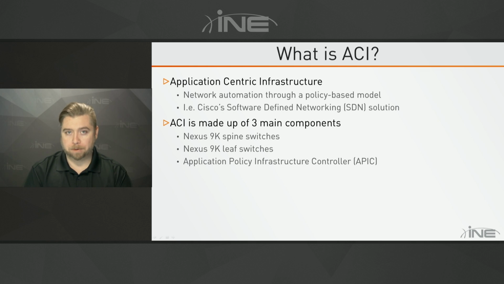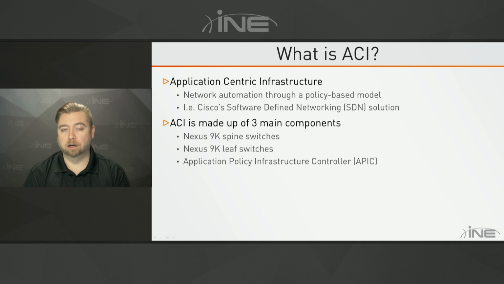Really what it is physically behind the scenes is going to be made up of three main components. So it's going to be the physical Nexus 9K switches. So we're going to have leaf switches and spine switches. It's going to be made up in a cross fabric topology. So similar to what we talked about in Fabric Path and in VXLAN, where we have the end host, like the servers, physically plugged into the leafs.